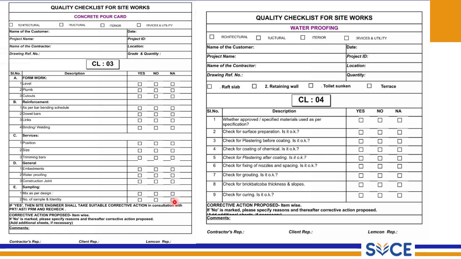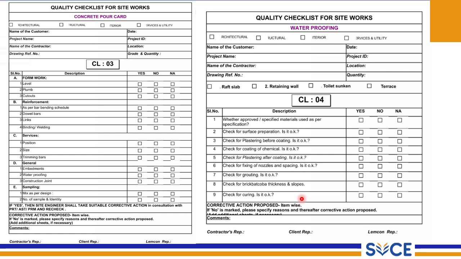So the next important aspect of work in the checklist is waterproofing. Here you can see whether approved and specified materials are used as per specifications. Check for surface preparation. Is it okay? They always end with, is it okay? Check for grouting. Is it okay? Check for plastering after coating. Is it okay? So everything ends with this kind of question. The format is, is it okay? So we need to make sure it is okay or not.